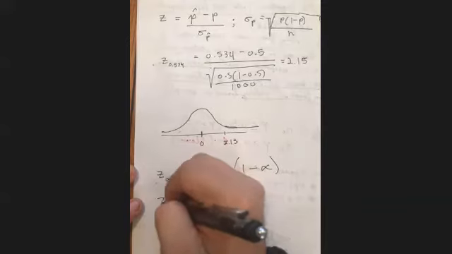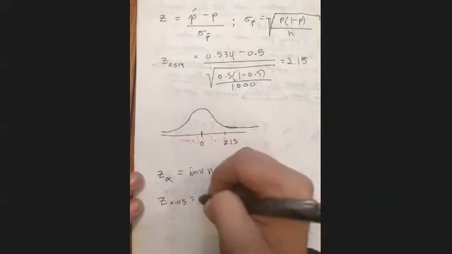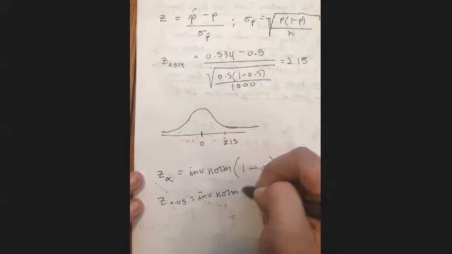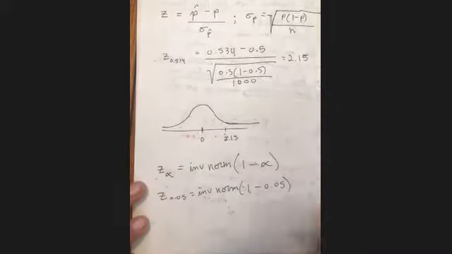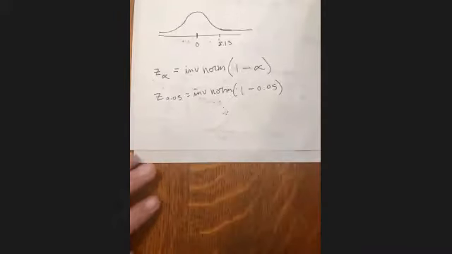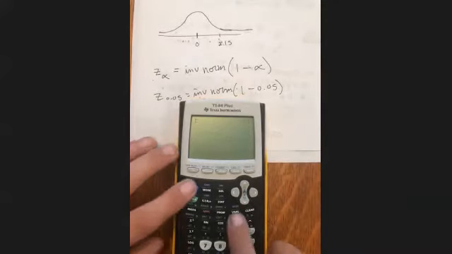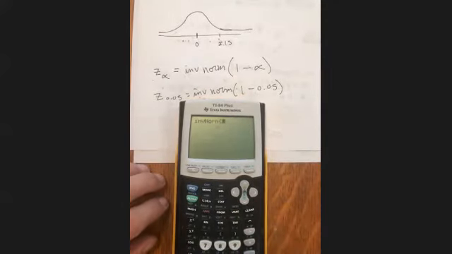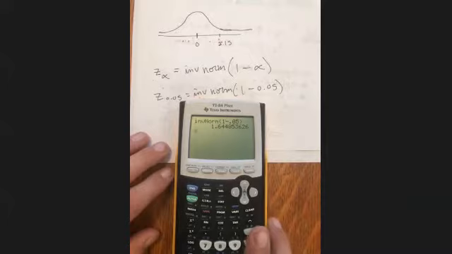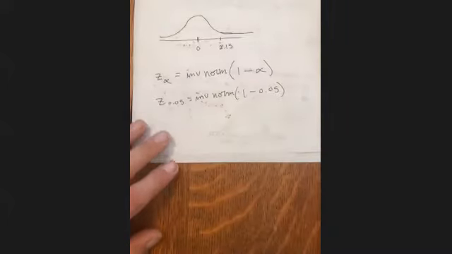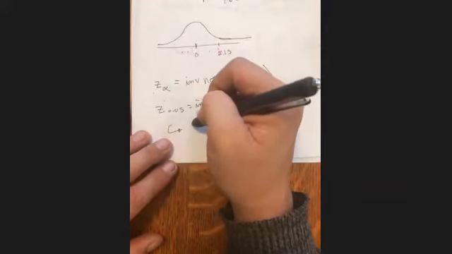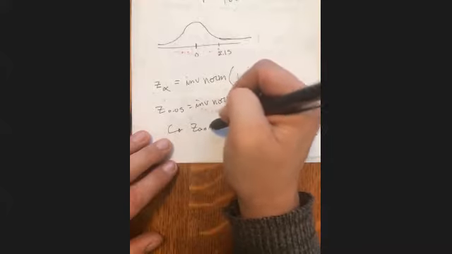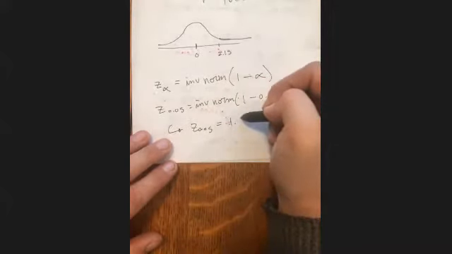So for us, alpha is 0.05. So we're going to take the inverse norm of 1 minus 0.05. That's going to give us the cutoff point. One minus 0.05 in the inverse norm function, and we get a cutoff at 1.64. So Z.05 is going to be 1.64.